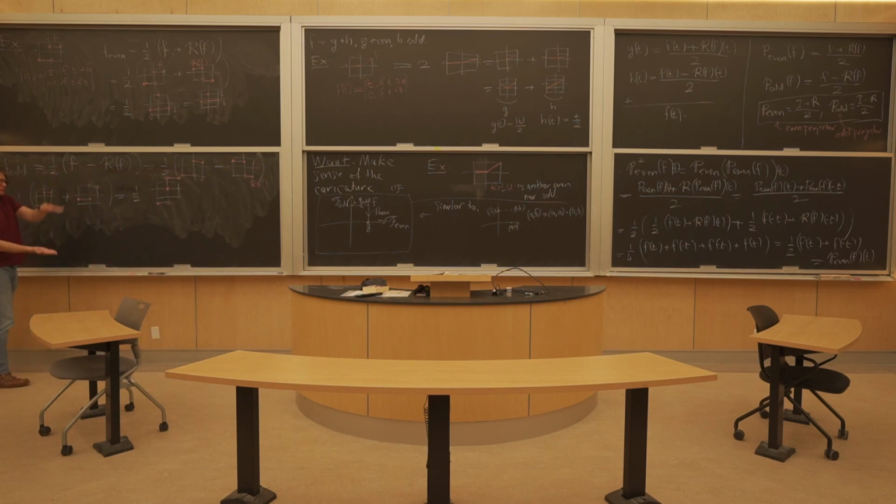And finally, again, squishing this picture by a factor of 2, I get this. So this is at 3 over 2, which means that when I squish it, now it's going to be at 3 over 4.